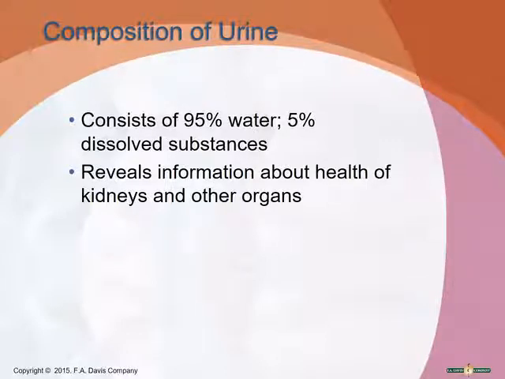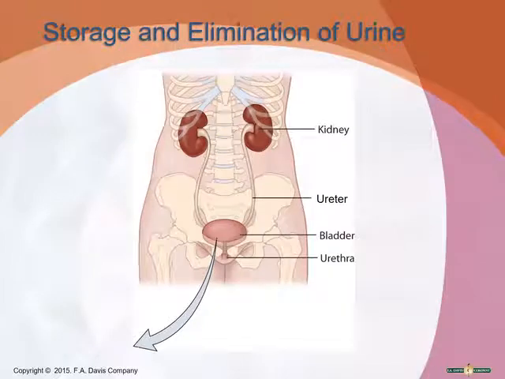organs as well. Now, once your kidneys have made this urine, it travels down the ureter into the bladder. The bladder stores it until it can be eliminated. It is not, remember we learned the gallbladder stores and concentrates bile. The bladder just stores the urine. It does not concentrate it. It holds on to it. The ureters connect the renal pelvis of each kidney with the bladder. So the ureters come from the renal pelvis down to the bladder.